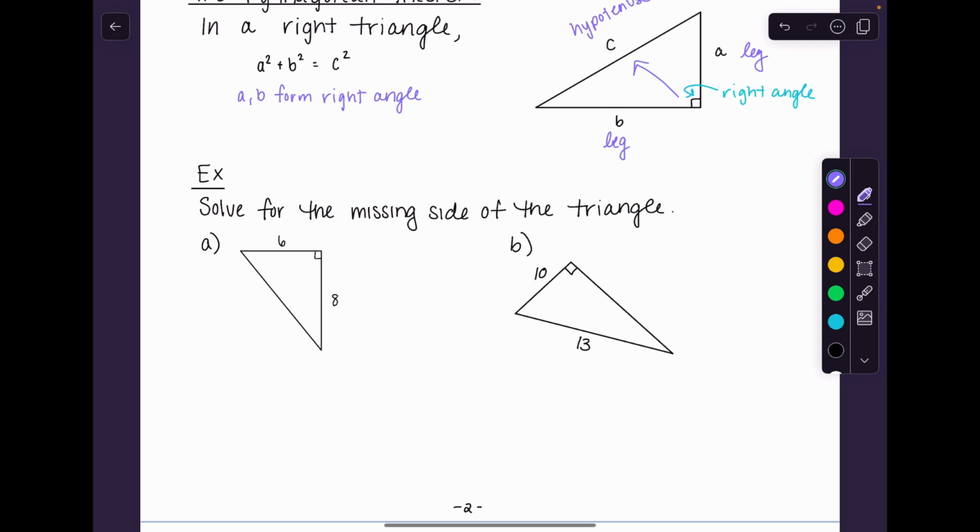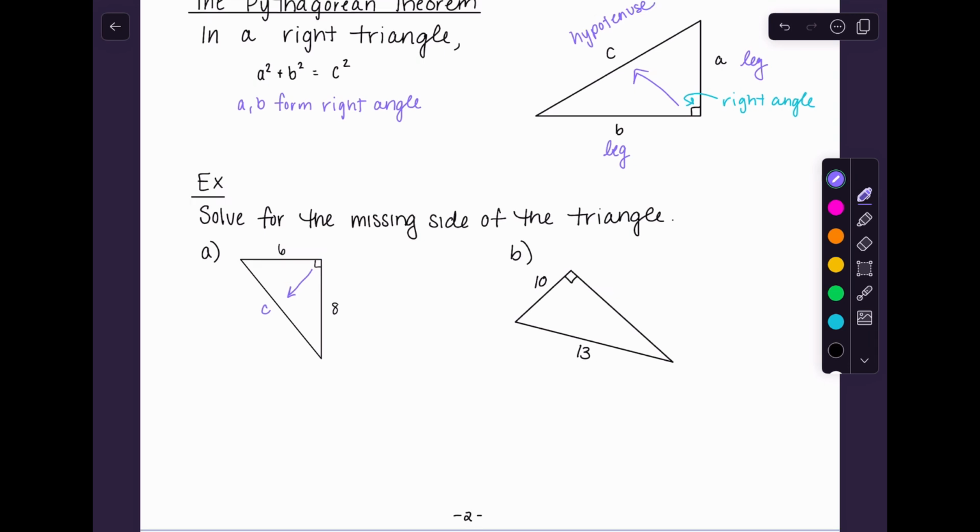So starting with this first one, the missing side is the one across from the right angle, the hypotenuse. So that's our value of C. Setting up my Pythagorean theorem, one side squared plus the other side squared is equal to the hypotenuse squared. 6 squared is 6 times 6, which is 36. 8 times 8 is 64. And C squared is unknown. So 36 plus 64 gives us 100, and that is equal to C squared.